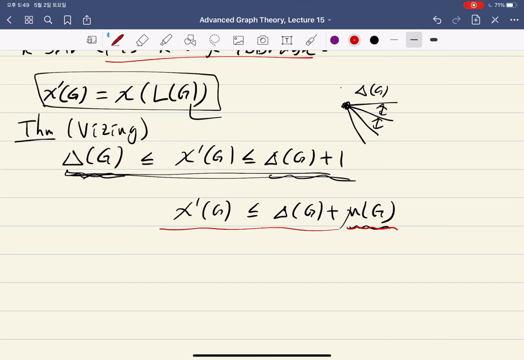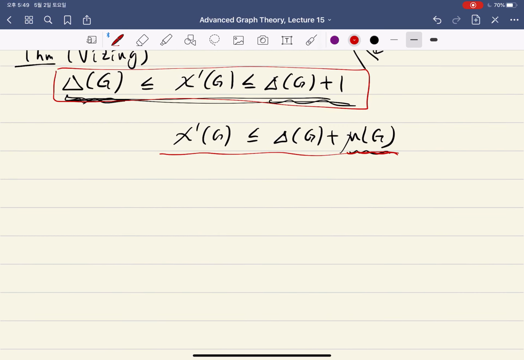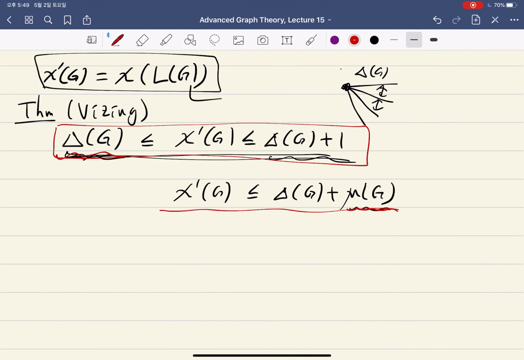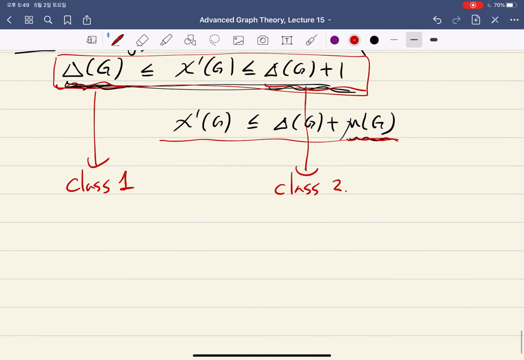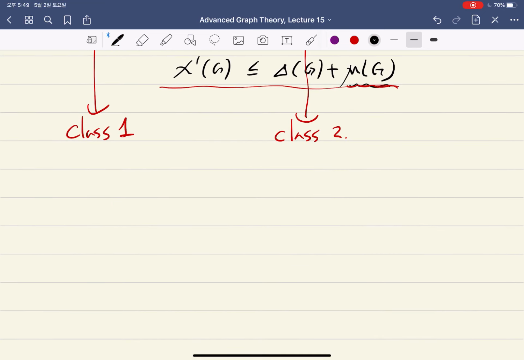So we know this. For simple graphs, so graphs are simple graphs in our language, the edge chromatic number is either delta or delta plus 1. In the first case, we say that the graph is class 1, and in the other case, we say that the graph is class 2. All of these were what we learned in undergraduate graph theory.